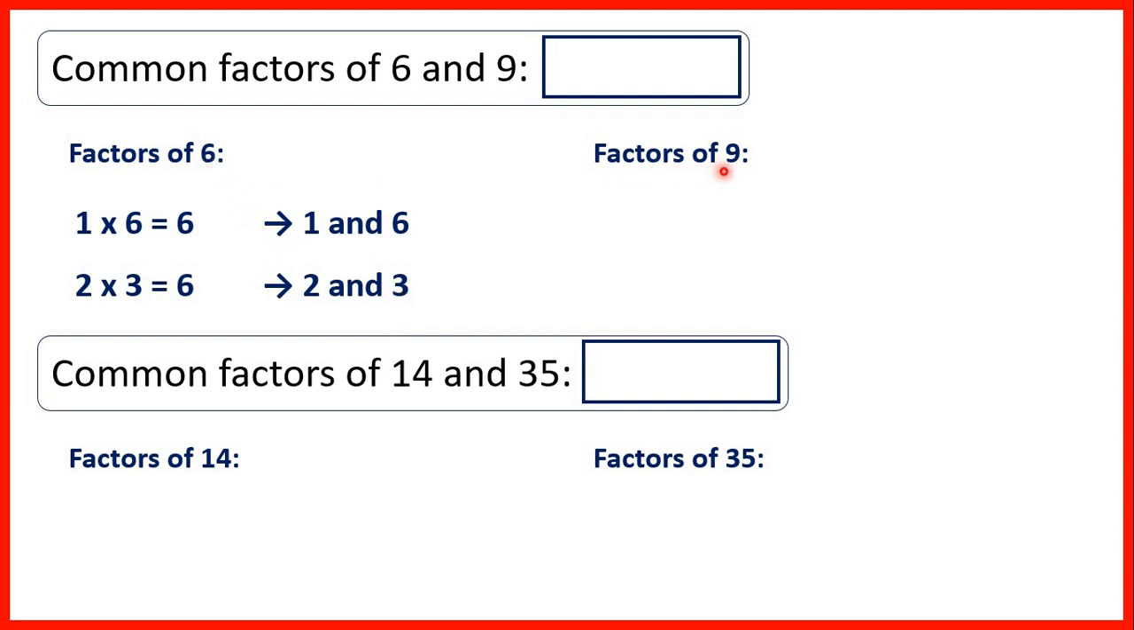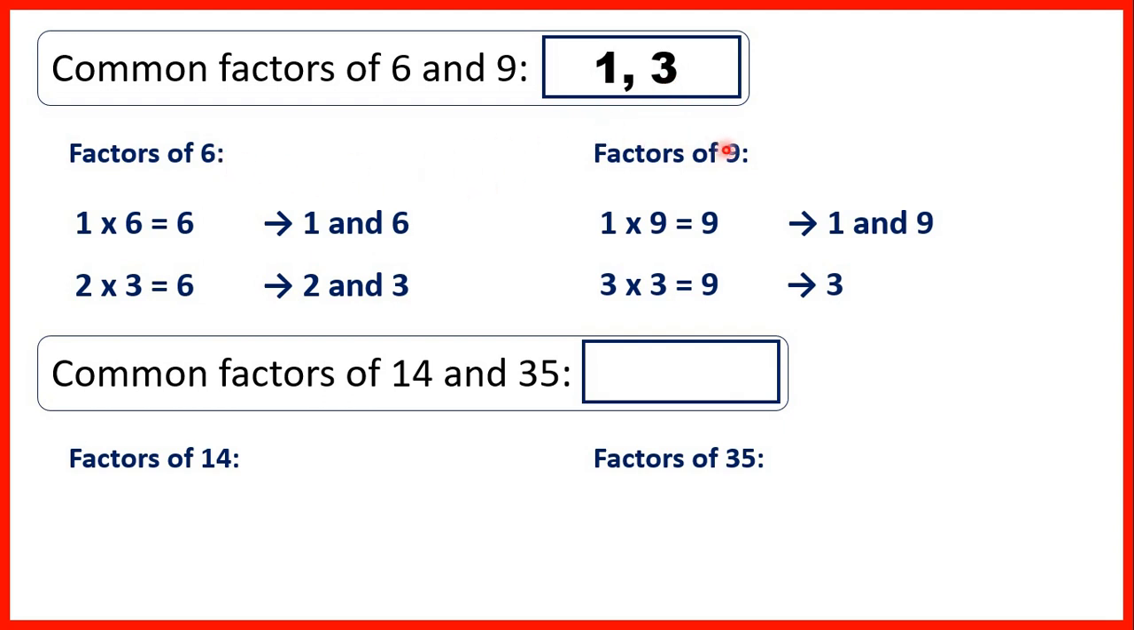Now, for factors of 9, we have 1 times 9, so 1 and 9 are factors, because remember, 1 and the number itself will always be factors. Now 3 times 3 is also 9, and that means that 3 is also a factor of 9. So the common factors are 1 and 3.